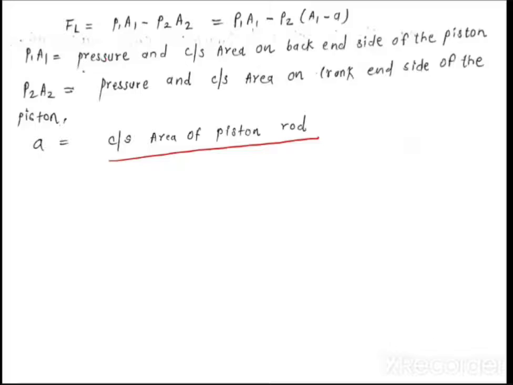What is P1? Pressure on the back end side of the piston. P2 is pressure on the crank end side of the piston, as I showed in the diagram. And A1 is nothing but the cross section area on the back end side, and A2 on the crank end side. Okay, I hope you have understood this.